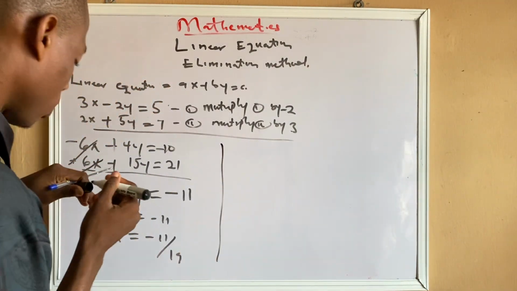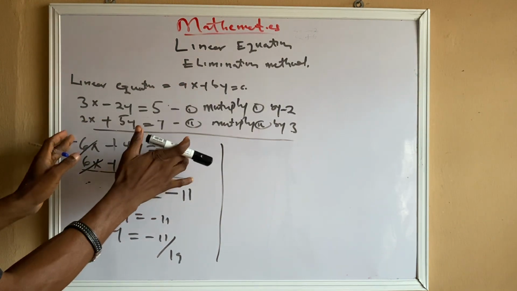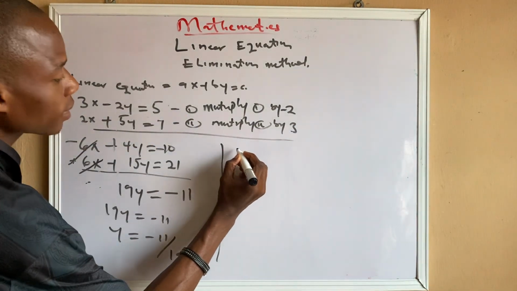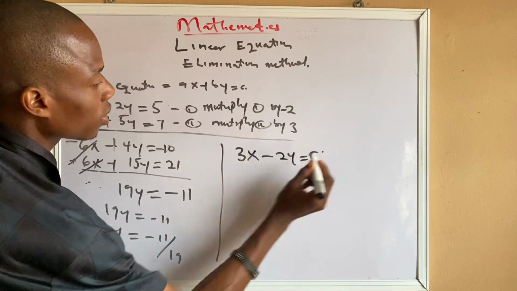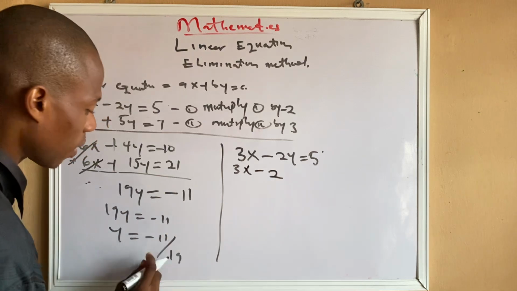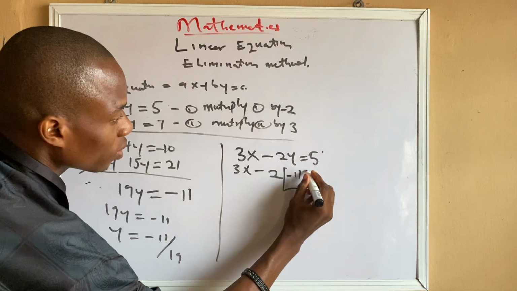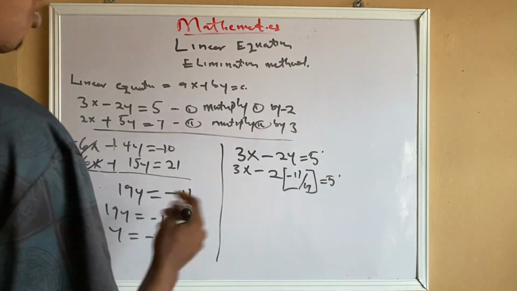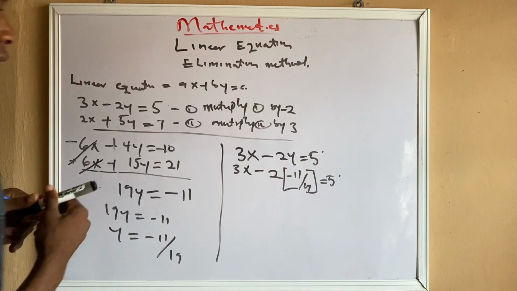Let us take any of the equations. We are going back to our original equation, no longer using this one. Since we are getting our y as minus 11 over 19, let's pick equation 1: 3x minus 2y is equal to 5. Our 3x minus 2 times minus 11 over 19, don't forget. The minus sign is very, very important when you are doing your mathematics. A negative sign or positive sign is very, very important.